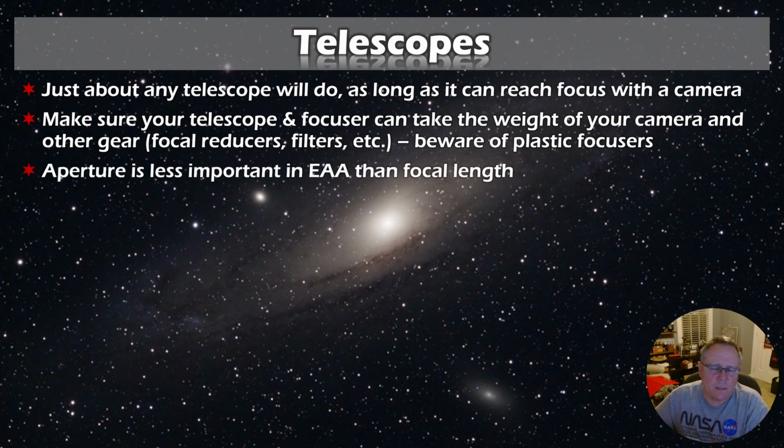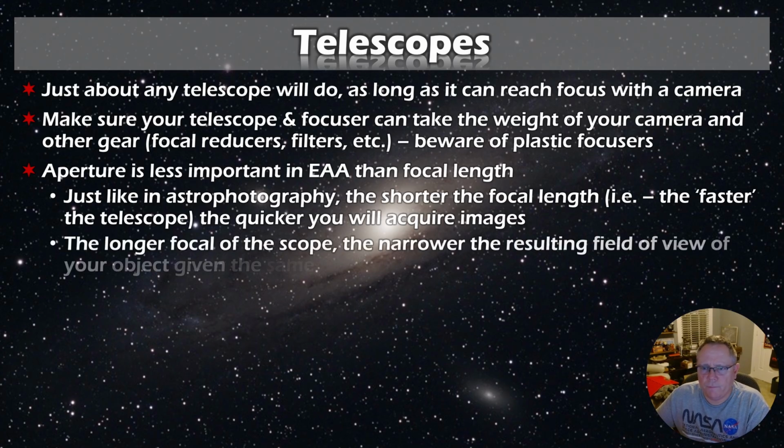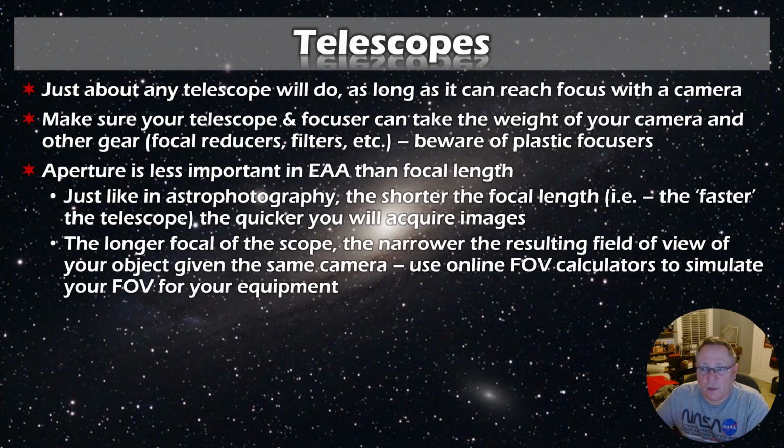Now, aperture is less important than focal length when you're doing EAA. So just like in astrophotography, the shorter your focal length, in other words, the faster your telescope is, the quicker that you will acquire images. Now, the longer the focal length of your scope, the narrower the resulting field of view is going to be of your object given the same camera. I would highly recommend that you use some field of view calculators online so you can simulate what your views are going to be like.